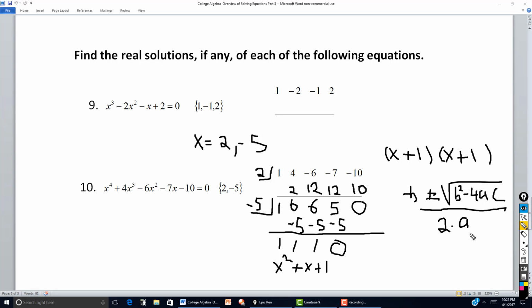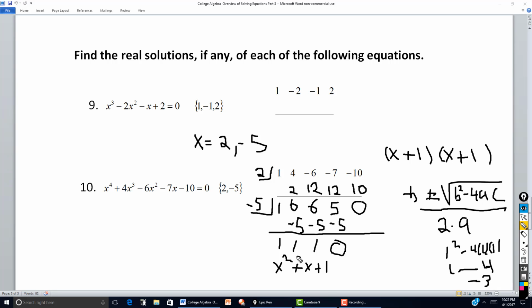So all I'm going to do is look at what's under the radical, because remember, this is asking for the real solutions only. If the number under the radical is negative, that's going to be a complex or imaginary solution. So b is 1, so that's going to be 1 squared minus 4, where a is 1 and c is 1. So this is going to be 1 minus 4, which is negative 3. So it comes out to the square root of a negative 3, which is not a real number.